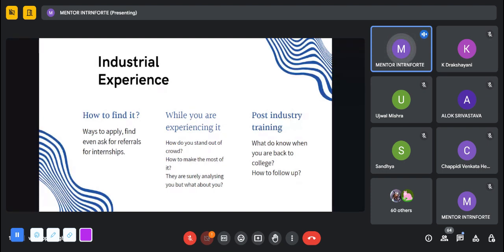So you have to first make up your mind where you want to apply, and what mode, will it be work from office, work from home, or a hybrid setup. So the difficulty will vary respectively. And okay, the next question is how to be valuable or skillful.